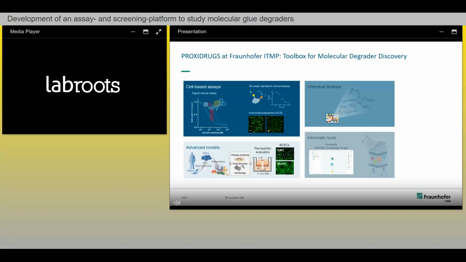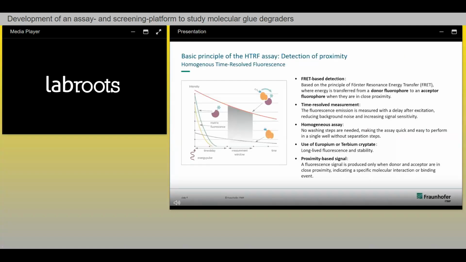Part of that work uses the HTRF technology, shown here as a no-wash sandwich immunoassay. The basis of the HTRF assay is detection of proximity, so it's a FRET-based detection. Once the FRET donor and the FRET acceptor are in close proximity, an energy pulse streamed into the system is donated from the donor fluorophore to the acceptor fluorophore, and I'm sure most of the audience will be well aware of that. It uses a time-resolved measurement, which is important to reduce noise.